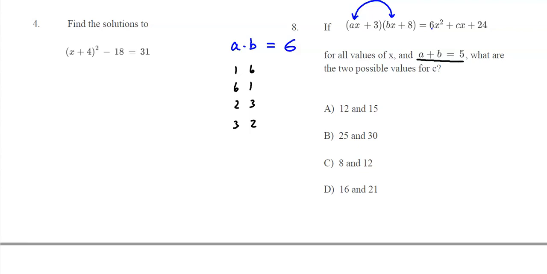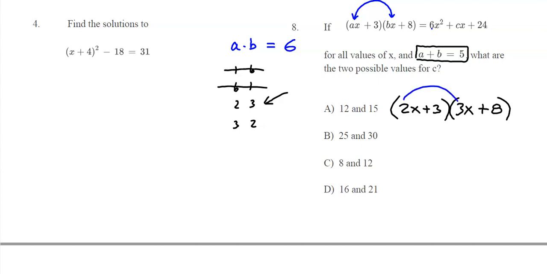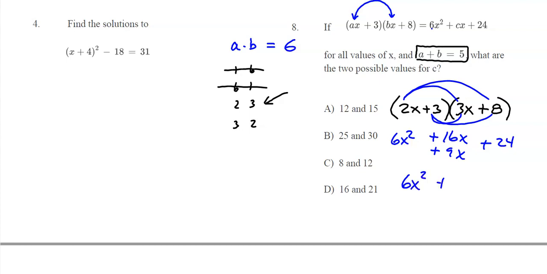But it says right here that A plus B has got to equal 5. Well, that equals 7 and that equals 7. So now I got it down to it's either one or the other. Let's just roll with the first one. So if I put 2 in for A, and I put 3 in for B, let's see what we get. Well, we get 6x squared plus 16x plus 9x plus 24, and that gets cleaned up to be 6x squared plus 25x plus 24.